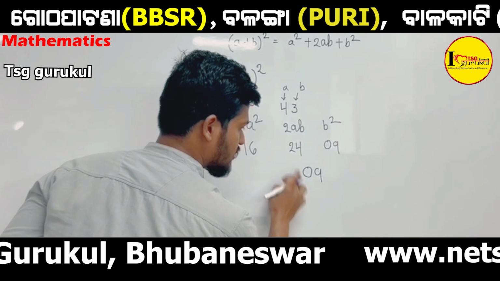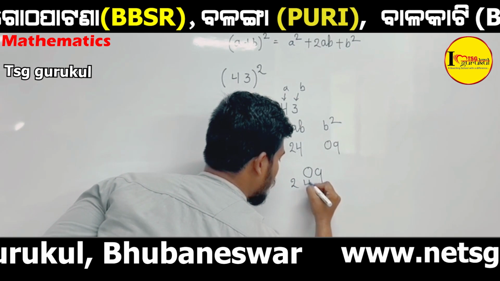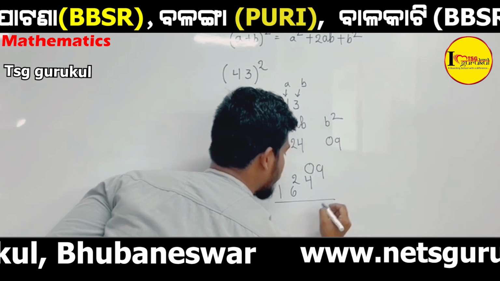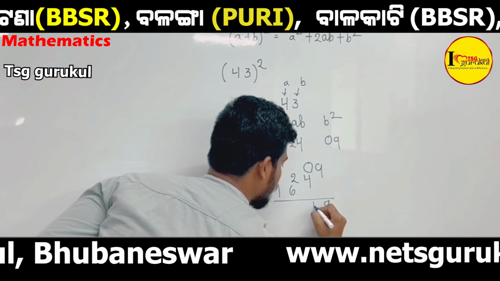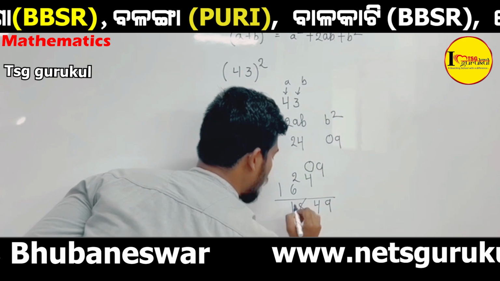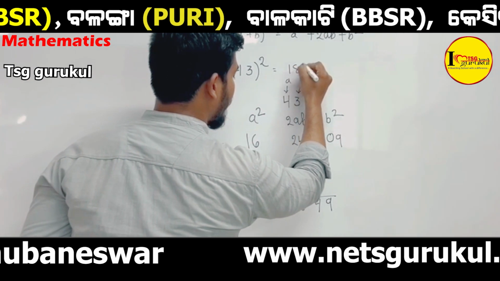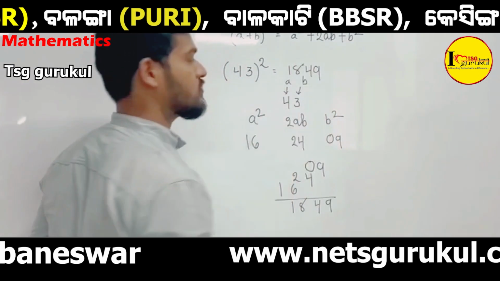From the tens place I have to write 24, and from the next tens place I have to write 16. Now adding this, that will be 9, 4, 8 and 1. So the square of 43 is 1849.